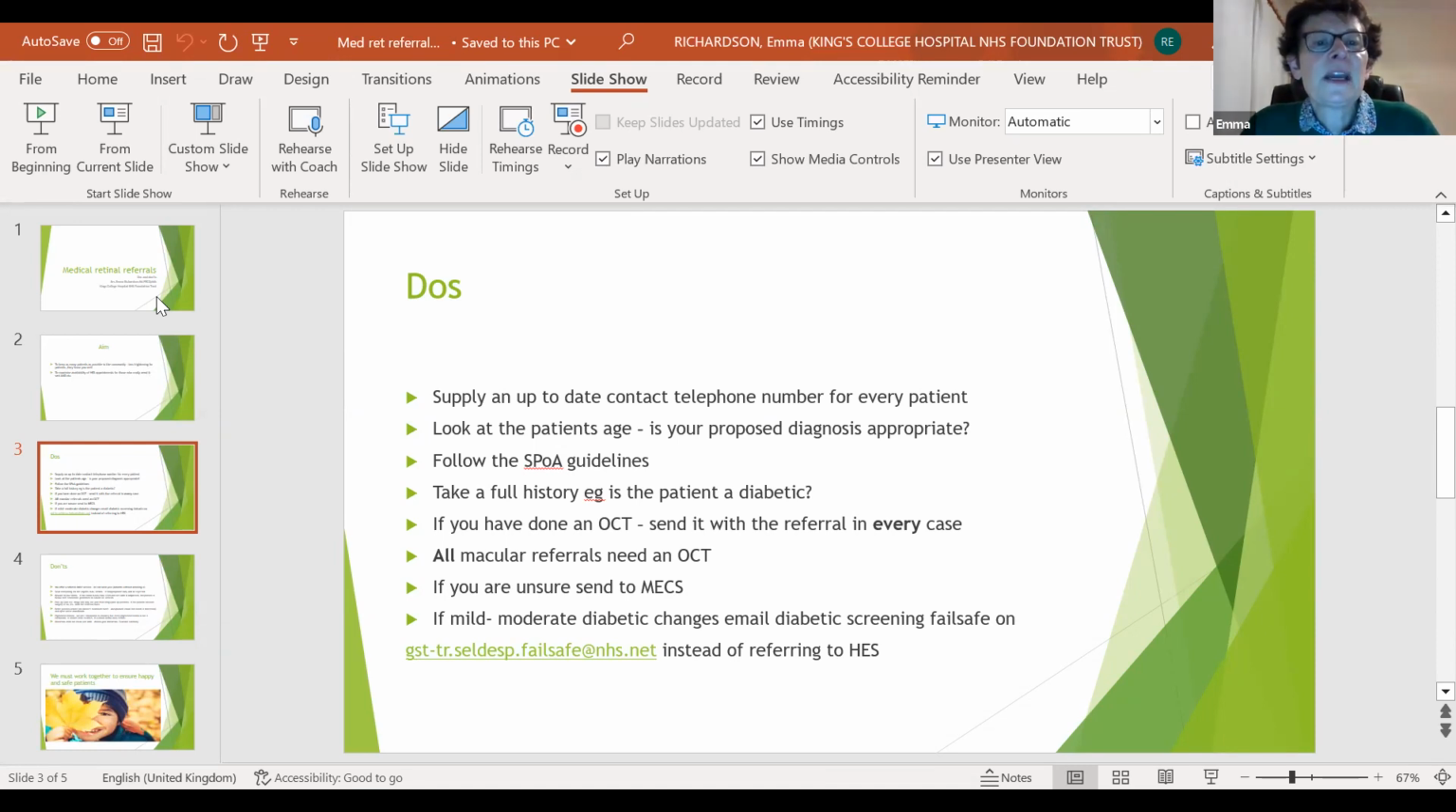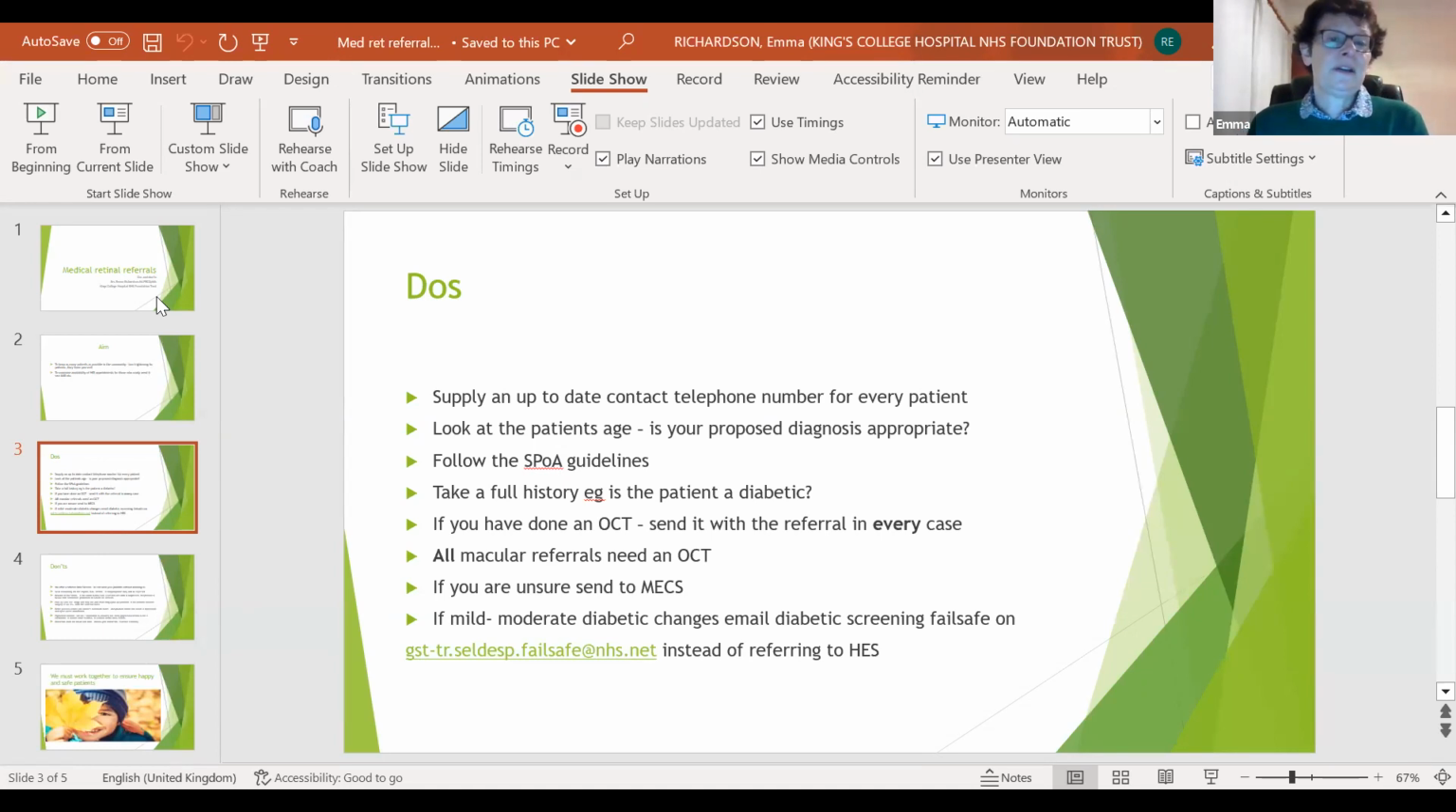Follow the SPOA guidelines. Now, I'm not sure if they've come out to you yet. I hope they have, but the guidelines are designed to streamline all referrals into all hospitals in South East London, St Thomas's and also King's.